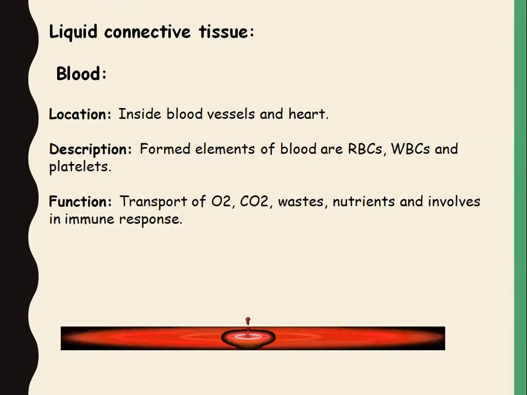Next one is the liquid connective tissue, includes the blood and the lymph. Blood location is inside the blood vessels and the heart. Description: formed elements of the blood are RBC, WBC and the platelet. Function is transport of oxygen and carbon dioxide, waste, nutrients and involved in immune response.